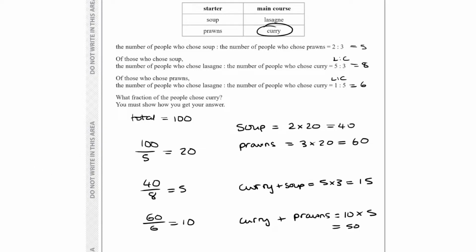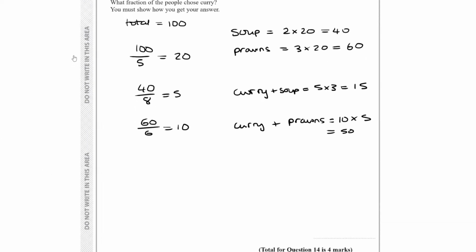My last step was to work out how many people chose curry in total. That would be 50 plus the 15, which is 65. Then I need to make it into a fraction. Remember I said my total was 100, so I went with 65 over 100. It does also simplify to 13 over 20, but they didn't say to simplify, so it doesn't matter as long as you get a fraction.